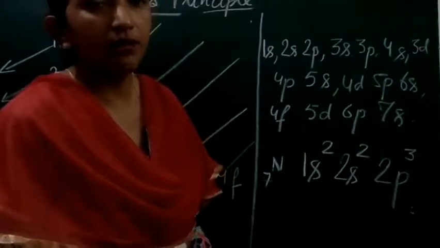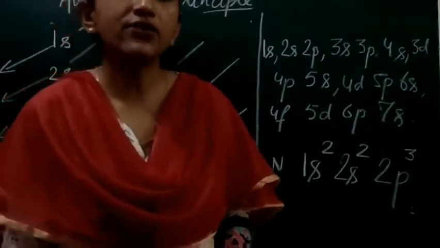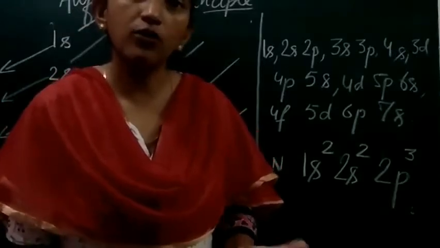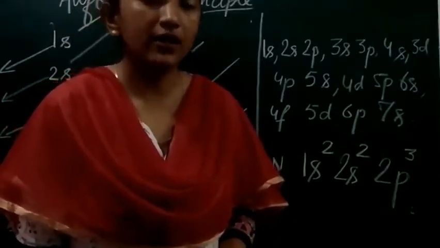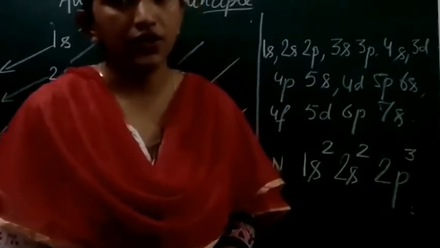This is about the Aufbau principle, and we will now apply these 3 rules for writing the electronic configuration: first the Aufbau principle, second Hund's rule, and third the Pauli exclusion principle.